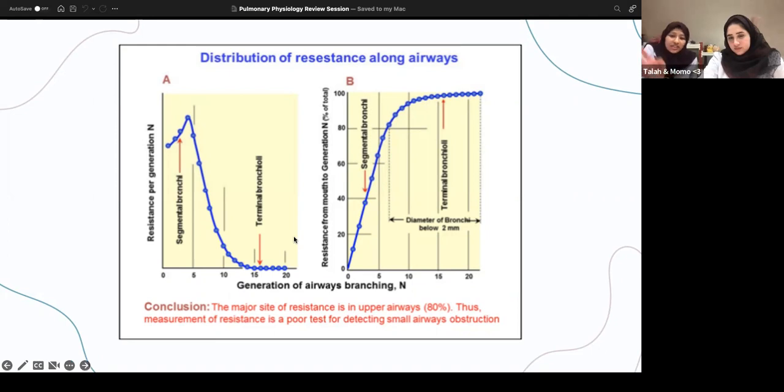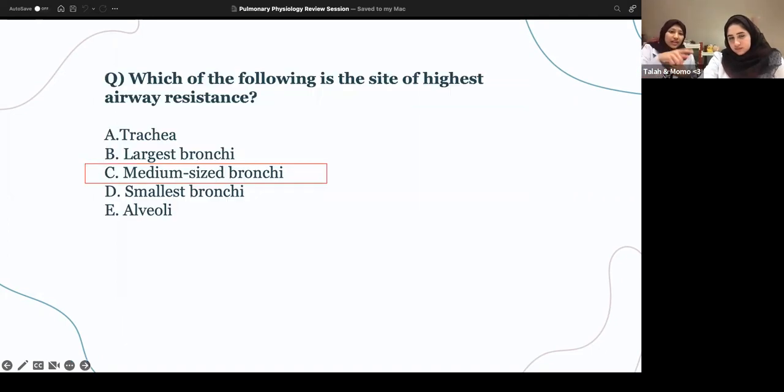Someone answered trachea, but that would be in the beginning, right? So it's not the highest resistance.